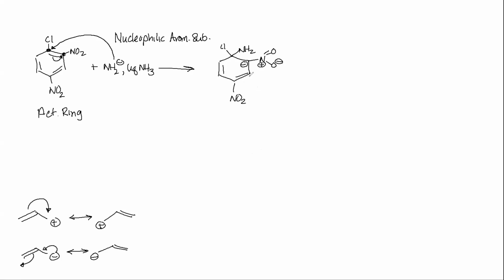And then what I can do is take this pair of electrons, the negative charge, and move it to form a double bond between the top carbon and the bottom carbon. So move this pair of electrons to form a double bond between this carbon and this carbon. But at the same time, I'm going to have to move this pair of electrons and give it to the carbon that's attached to the other nitro group. So if I do that, I'm going to end up with my second resonance structure.